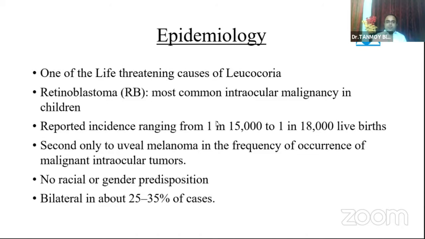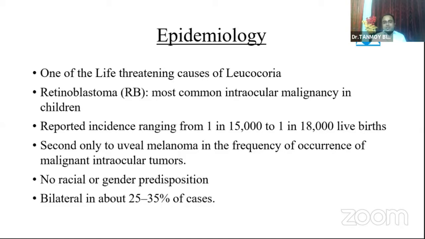Retinoblastoma is one of the life-threatening causes of leukocoria. We all know that, and retinoblastoma is one of the most common intraocular malignancies in children. The reported incidence ranges from one in 15,000 to one in 18,000 live births, second only to uveal melanoma in the frequency of occurrence in malignant intraocular tumors.